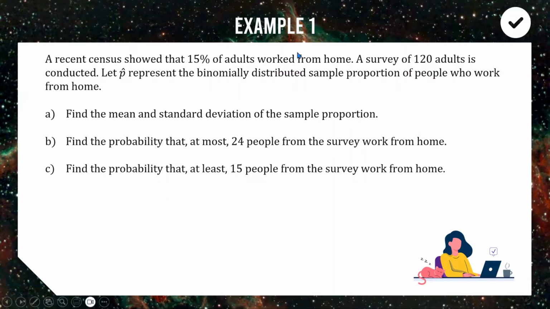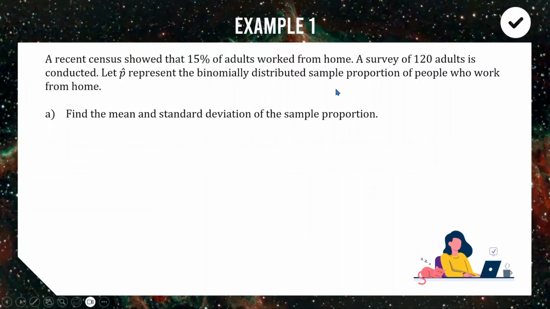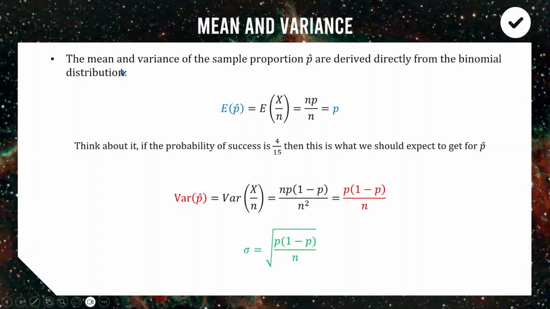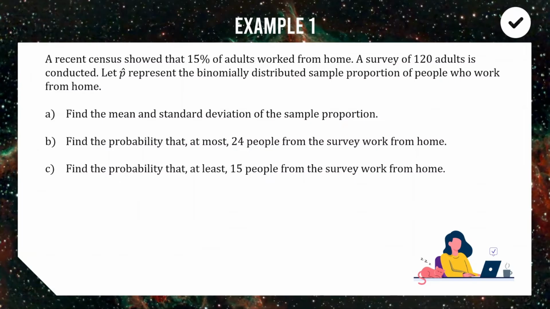All right, a recent census showed 15% of adults worked from home. We're doing a survey of 120 adults. P hat is going to be the binomially distributed sample proportion of people who work from home. Question A, find the mean and standard deviation of the sample proportion. So straight away, easy marks, because we're just using our formulas for mean and standard deviation of p hat. So as soon as you see p hat, you think these formulas. Link them in your brain and it's bulk marks for you.